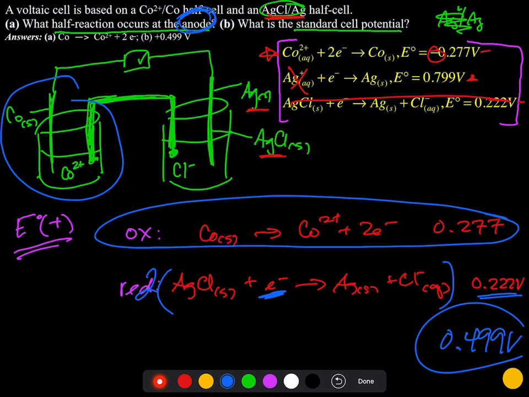Make sense? All right, so when we're looking at a cell and we're trying to answer questions like which is the anode or what's the cell potential, step one is always: what's present? Then narrow down the reactions that are plausible, and then figure out what's going to work in the context of your cell.